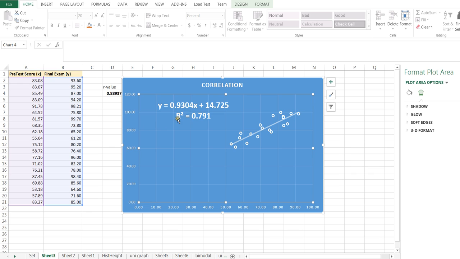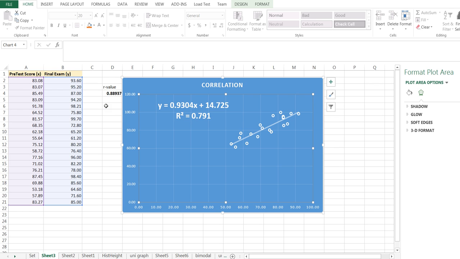The R squared value is simply the R value squared. That's literally what it is. R can take on any value from -1 to +1, but R squared can take on any value from 0 to 1 because it's the square of the R value. The closer the R squared value is to the number 1, the stronger the relationship. And we know that that's true because we know already that our R value is very, very strong.